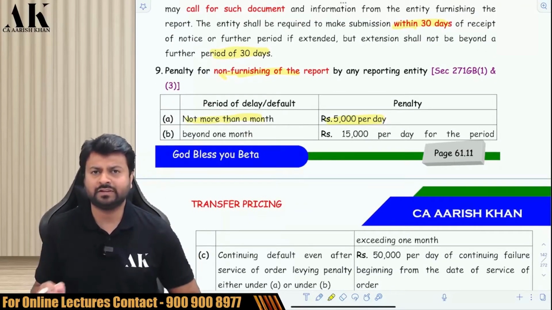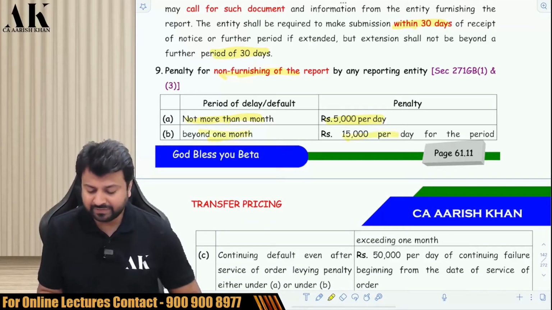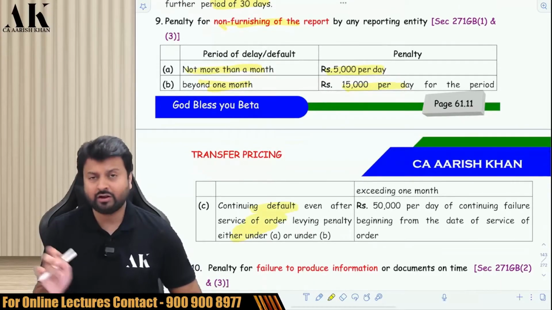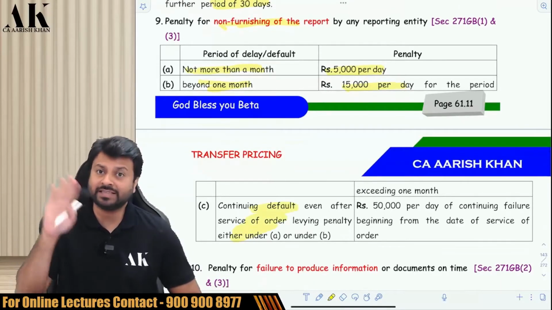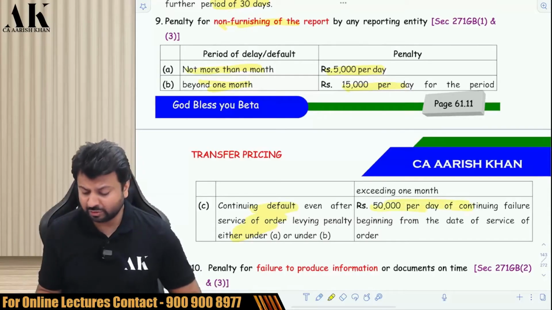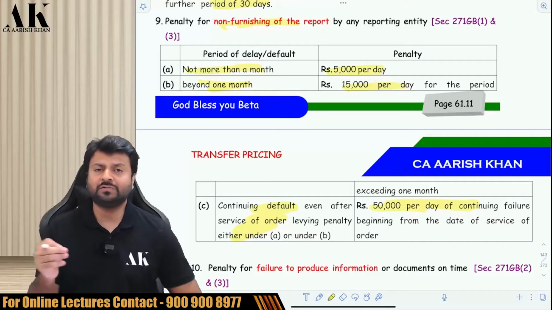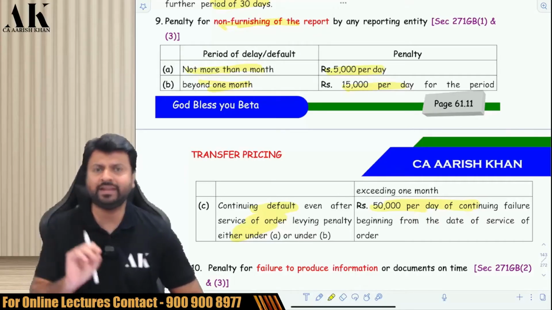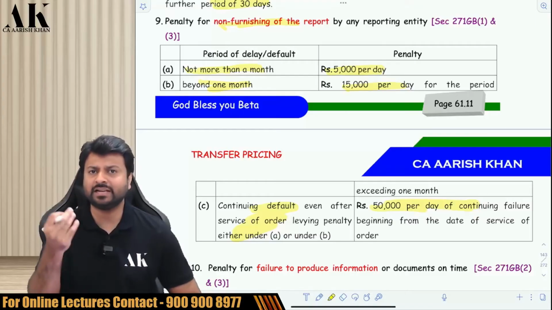If you don't file by 31st March, from April, 5,000 rupees per day. After a month, 15,000 rupees per day. And after that, the department will send you an order of penalty, that this much is your penalty. After that also, if you don't pay and if you don't file the CBCR, then 50,000 rupees per day. So first 1 month 5,000, then after that 15,000, then the department will send you an order of penalty. After that also you don't file the CBCR, then 50,000 rupees per day.